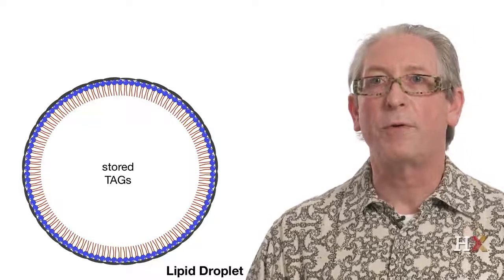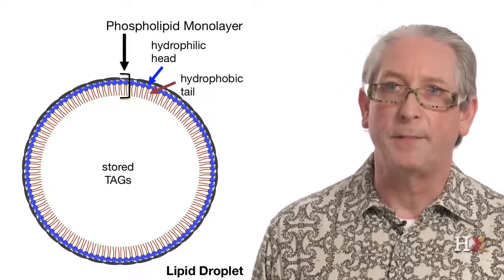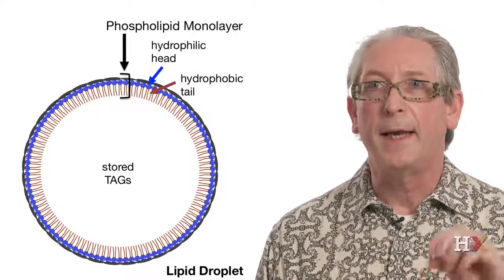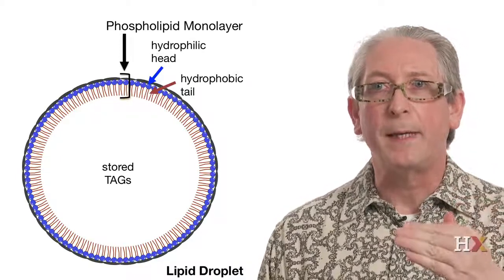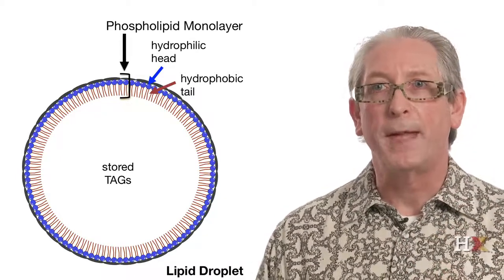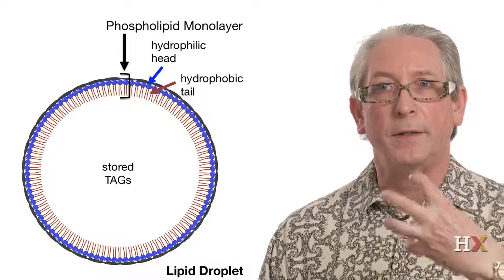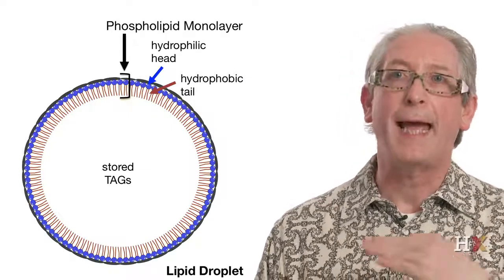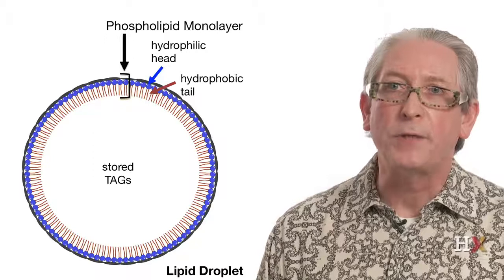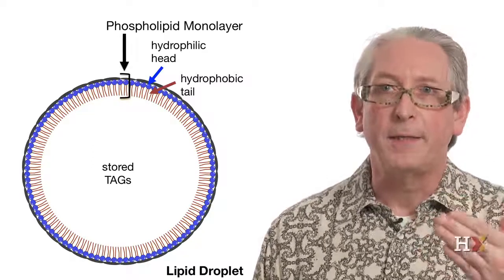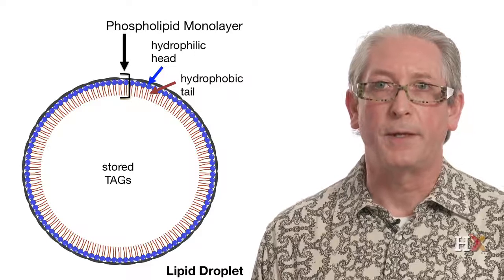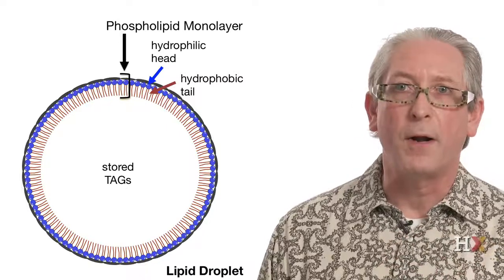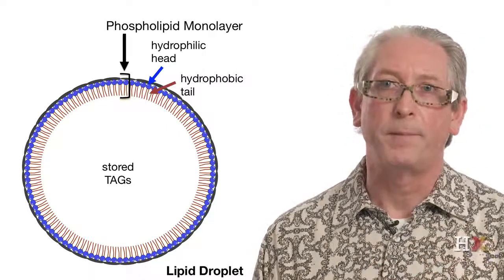Lipid droplets are surrounded by a monolayer of phospholipids. And if you remember the structure of phospholipids, they have a hydrophobic tail and a hydrophilic head. So the hydrophobic tails of the phospholipids are facing the triacylglycerol that is stored in the lipid droplets, while the hydrophilic heads are facing the outside of the lipid droplets, facing the aqueous environment of the cytoplasm. So now we have a stable interface between the lipid droplets and the surrounding cytoplasm.